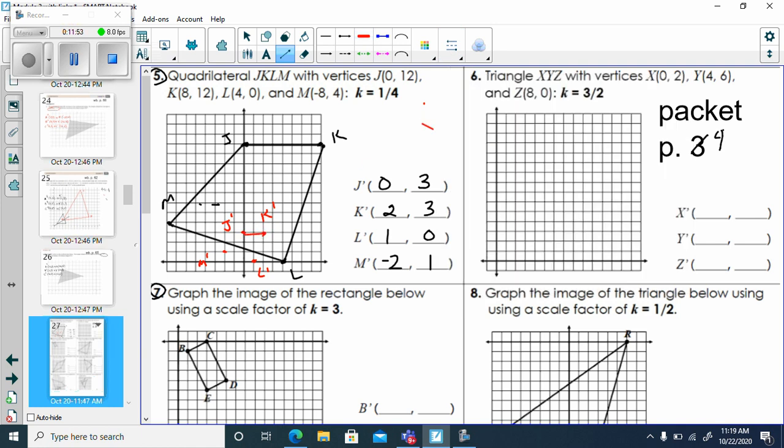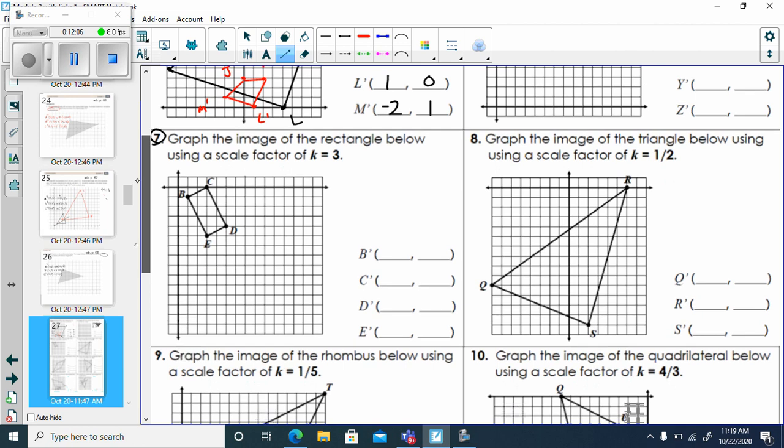J to K, to L prime, to M prime, back to J. See, that's 1/4 the size of your original figure. Let's look at number 7. Let's do the same thing.